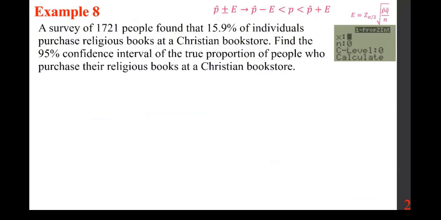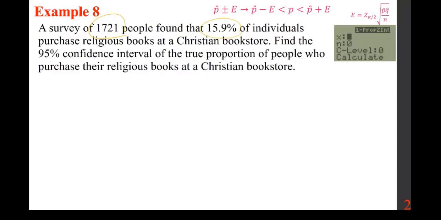A survey of 1,721 people found that 15.9% of individuals purchased religious books at a Christian bookstore. Find the 95% confidence interval of the true proportion of people who purchase their religious books at a Christian bookstore. Let's see what's happening. Again, it's important to see, read and understand what's given symbolically. So the very first number is what? 1,721. What is that? n. Everybody? That's n.